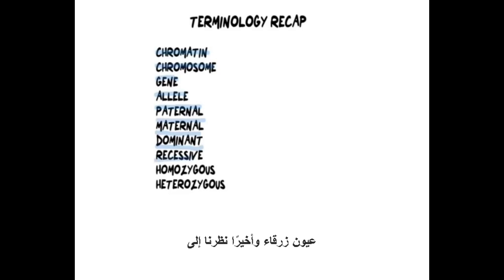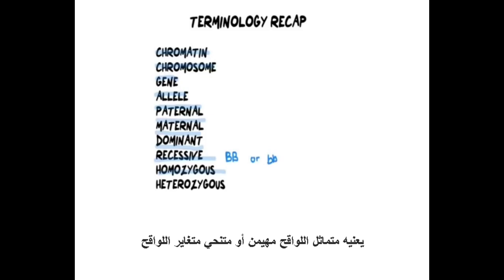And lastly, we looked at homozygous and heterozygous, which refers to the combination of letters that you have. You are either homozygous dominant, which means you've got two capital letters. Let's just remind ourselves, two capital letter B's, or you are going to have two lowercase. That's what homozygous means. Dominant or recessive. Heterozygous means you have one capital letter and one lowercase letter.